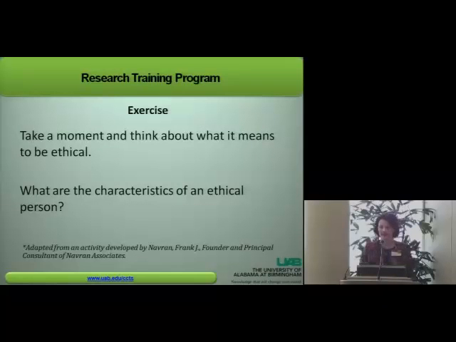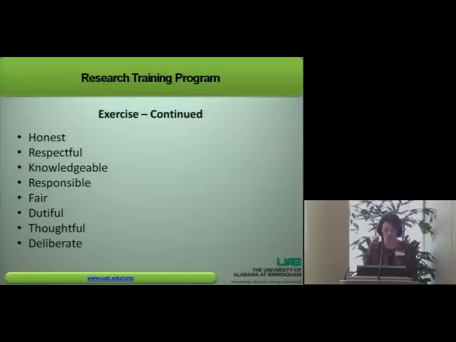Before we begin, I'd like for you to consider this exercise. Take just a moment and think about what it means to you to be ethical. What are the characteristics of an ethical person? When I think about an ethical person, these are some of the characteristics that come to mind. That person is honest, respectful, knowledgeable, responsible or accountable, fair, dutiful, thoughtful, and deliberate.